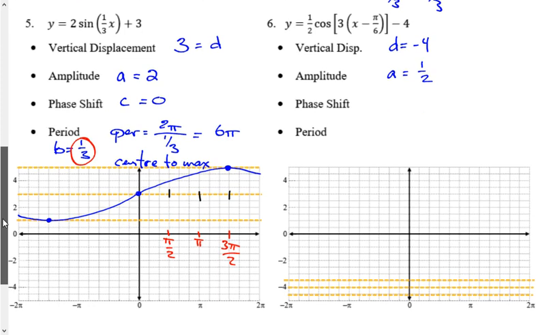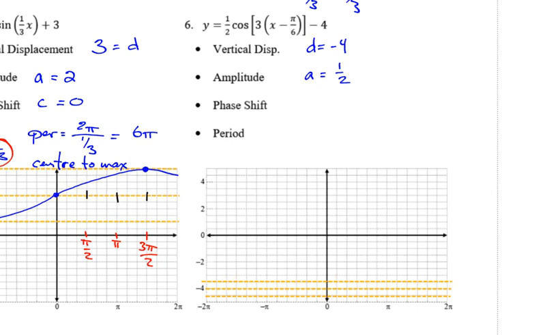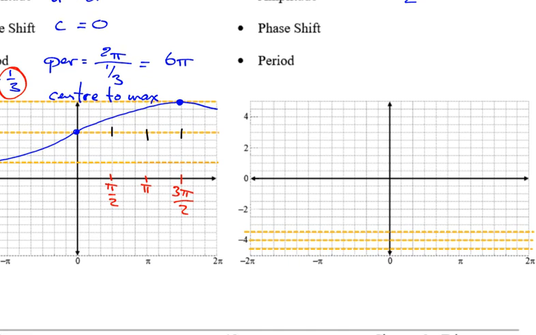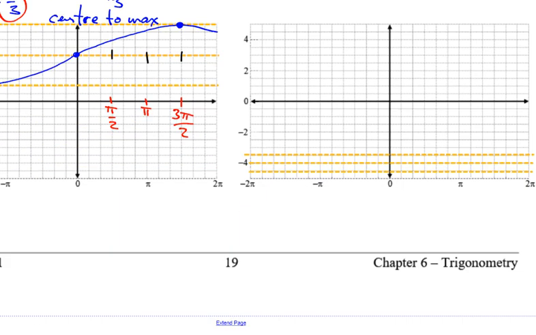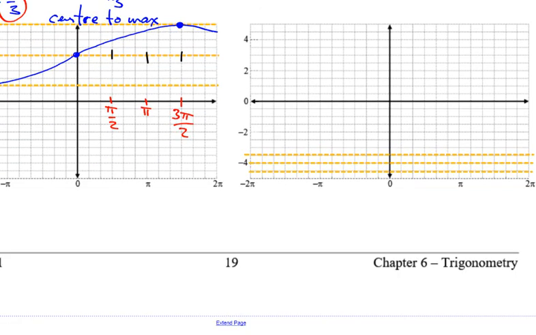vertical stretch around that. So when we come to this one, number 6, we have the vertical displacement of -4. So again, my center line is going to be at -4, y equals -4. And let me make that a little bit bigger. So y equals -4, there's my center line. And then I looked at my amplitude, which is 1/2. So I go up 1/2 a unit from there and down 1/2 a unit for my minimum and maximum values. Any questions with that much?